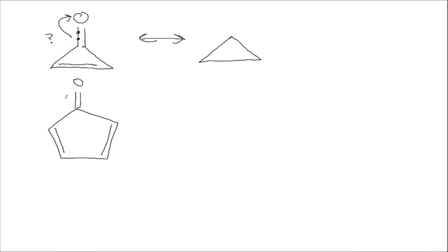Now, you drew the resonance structure where the electrons move up to the oxygen. How do you know that that's more significant than the resonance structure where the electrons move down to the carbon? Because oxygen is more electronegative. Yeah, so generally we would prefer that resonance structure. Okay, good. Let me write this down.